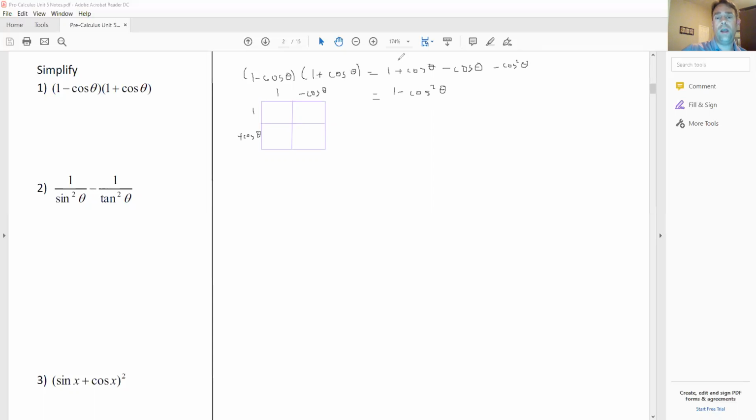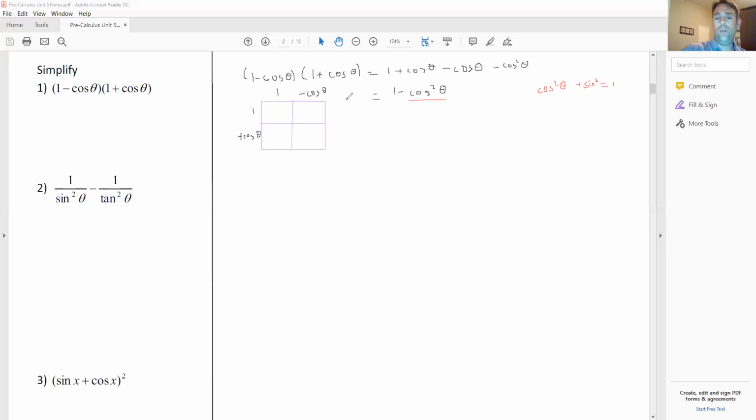If I can't do any more algebra, then I look at it and say, all right, is there something that I might be able to do with trig? The only trig thing I see here is cosine squared. So I think to myself, when does cosine squared pop up? Well, that's one of our Pythagorean identities. We had cosine squared plus sine squared equals 1. So this 1 minus cosine squared relates to cosine squared plus sine squared equals 1.